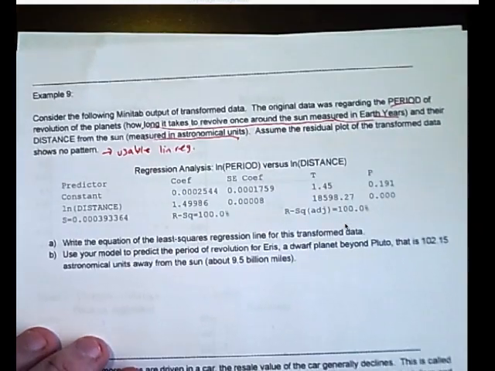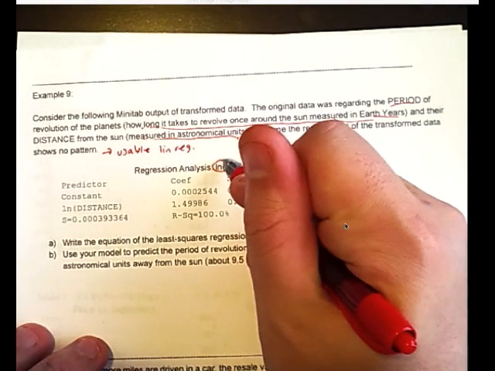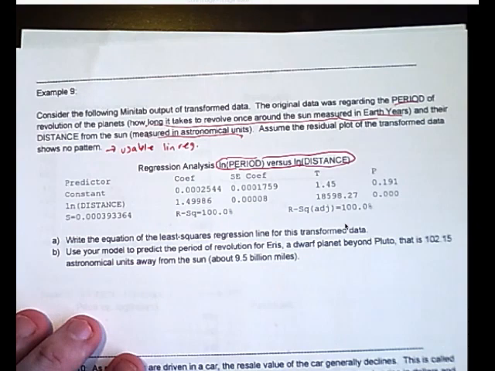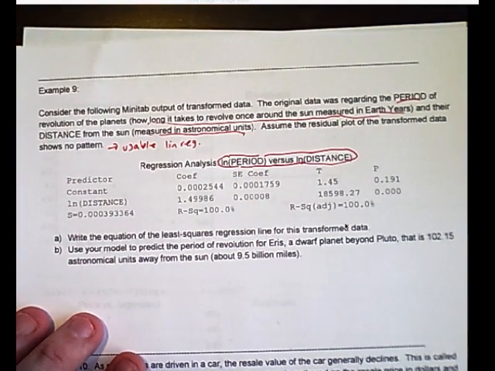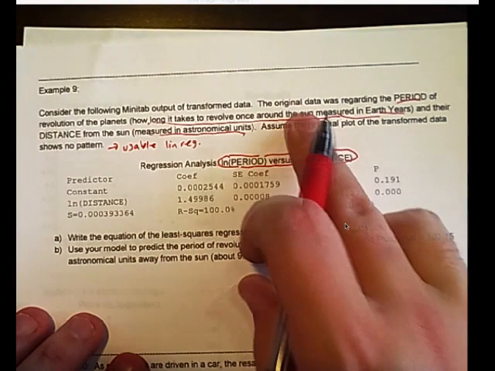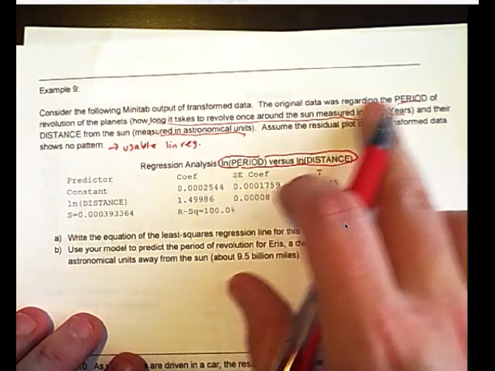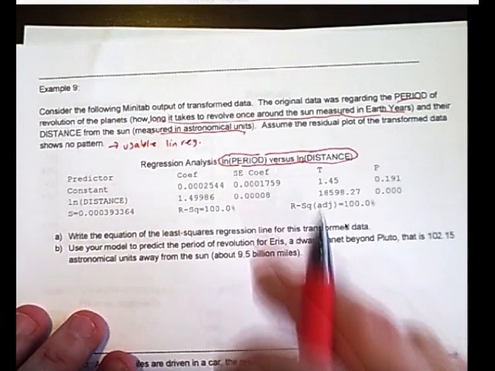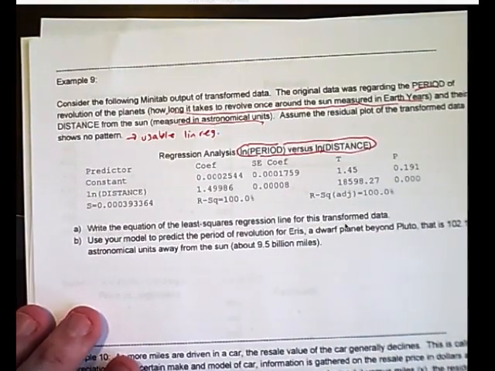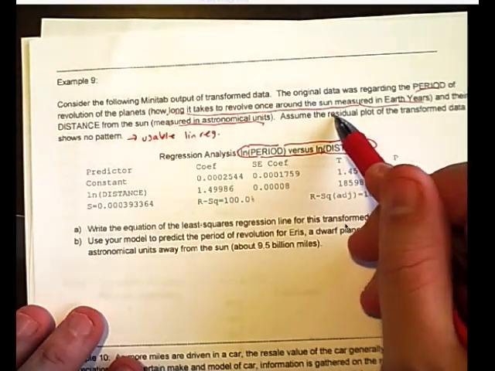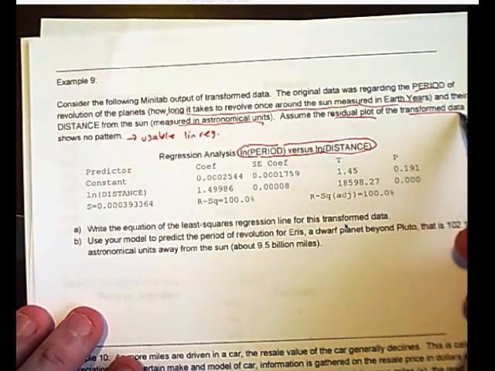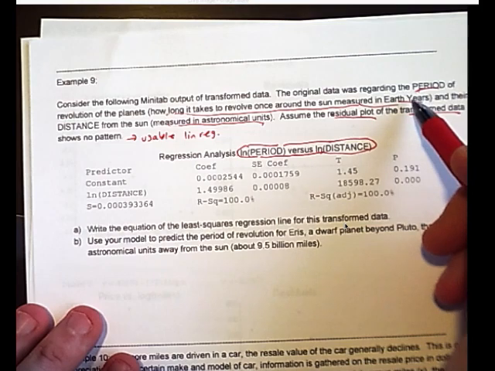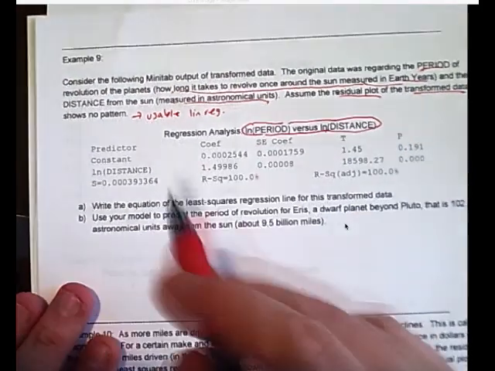Now look at what they tell you here. That's ln of period versus ln of distance. Okay, so that's important to look at. The original data was period, but this data is ln of period. Assume the residual plot of the transformed data shows no pattern. So the original data we don't know about. It must not have worked, so they had to transform it. All right, let's do part A.